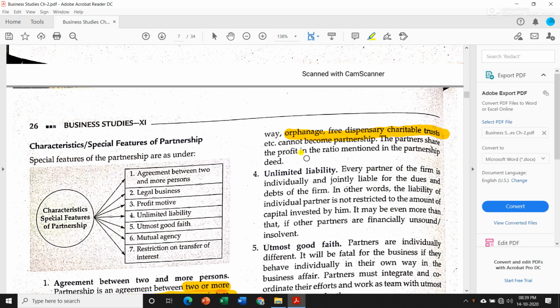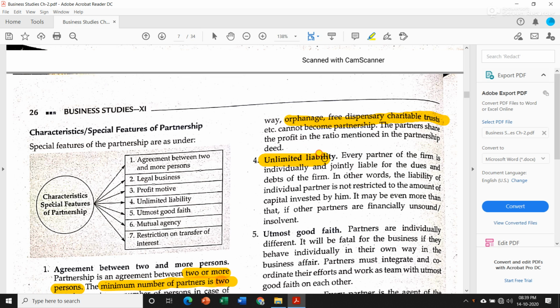the profit earned. The next is unlimited liability. Now every partner of the firm is individually and jointly liable for the dues and debts of the firm. Each and every partner is unlimited liable for the debts and dues of the firm.